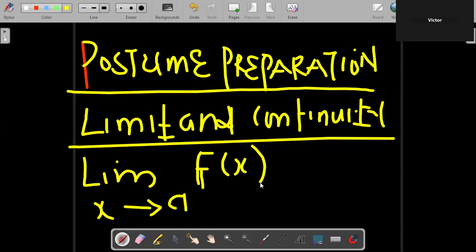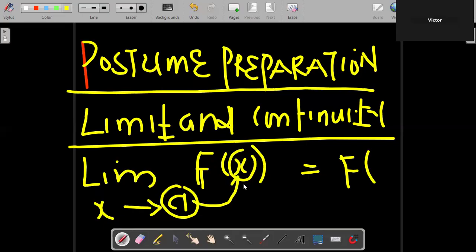So the limit of f of x, now this can be written as f of what? Anywhere you see x, this one means x tends to a, meaning x approaches a. I will fix a in place of x. So if I fix a here, my x is now a, and it becomes f of a. That is the result: the limit of f of x as x tends to a becomes f of a. So that's how limit goes.